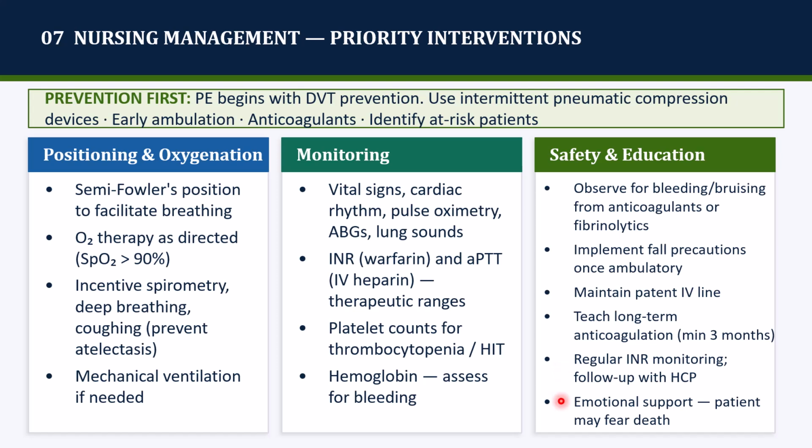Also address the psychological dimension. These patients have often just experienced a frightening event. They may have felt like they were going to die. Provide emotional support and reassurance throughout your care. So in summary, the nursing priorities are semi-Fowler's position, oxygen to SpO2 more than 90%, monitor INR and APTT, watch for bleeding, fall precautions, and discharge education on anticoagulation.